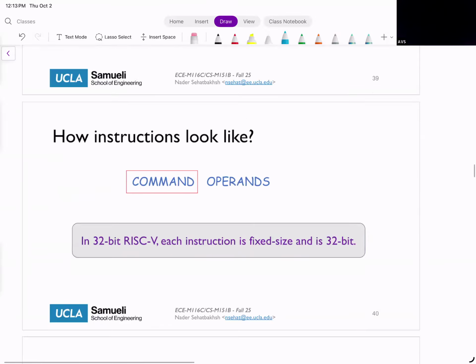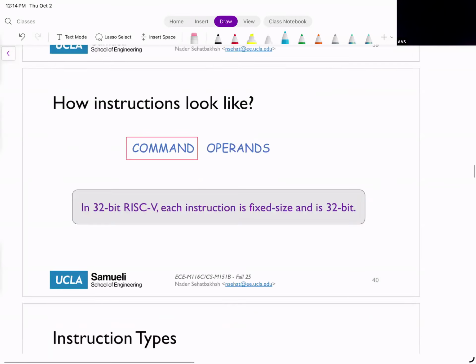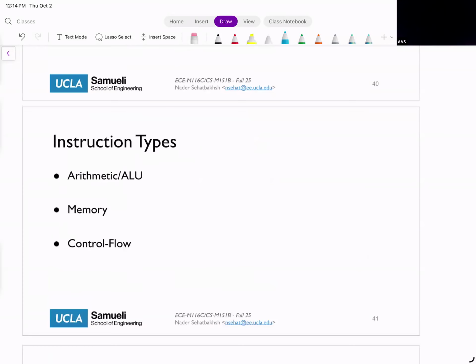Okay, I remember I told you that every instruction has 2 parts: a command part and an operand part. We talked about the operand part. Now let's talk about the command part. Again, I want to remind you that we are focusing on RISC-V, which is RISC-based, which means all the instructions are the same size. And we are focusing particularly on the 32-bit version of RISC-V, so all the instructions are 32 bits.